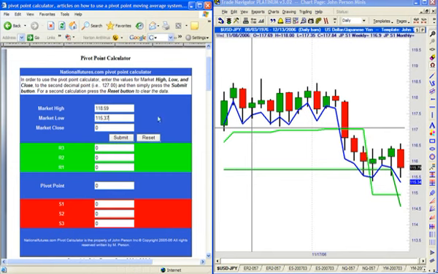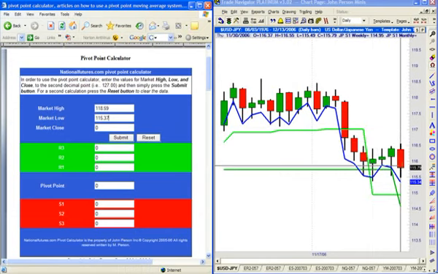Now look where the market closed. The market closes at 115.79 for the month. That's going to be our close, 115.79. Okay. Now the calculator that accompanies this book is the same format.